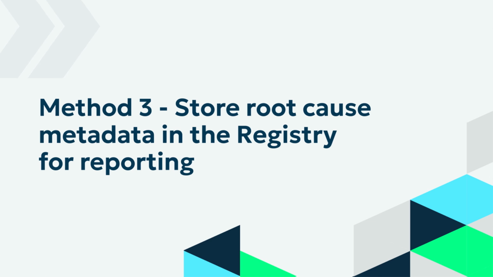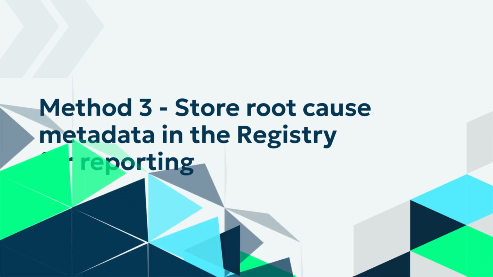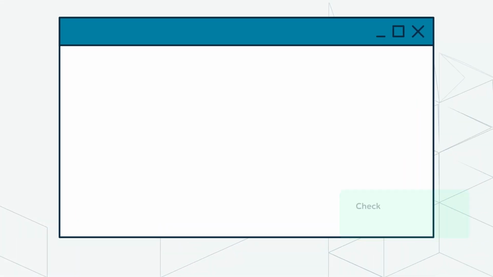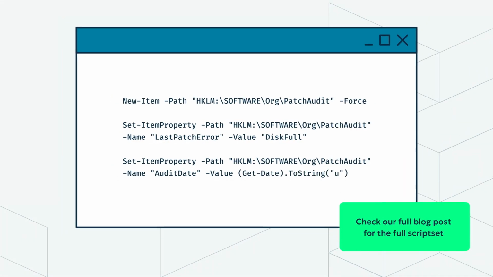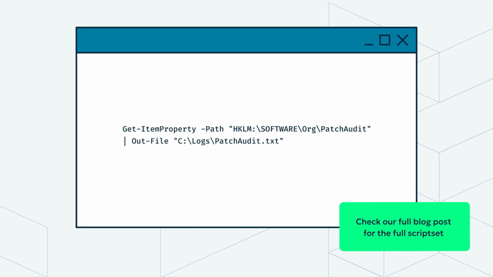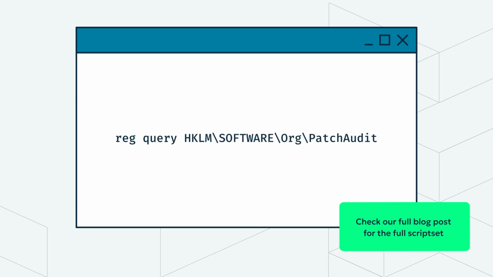Store root cause metadata in the registry for reporting. The third method is to store root cause metadata in the registry for reporting. In PowerShell, run this script to write categorized root cause values to the registry for RMM polling on failure. Then, input this script to log or export the audit data to a file for reporting. Afterwards, check using this on command prompt.